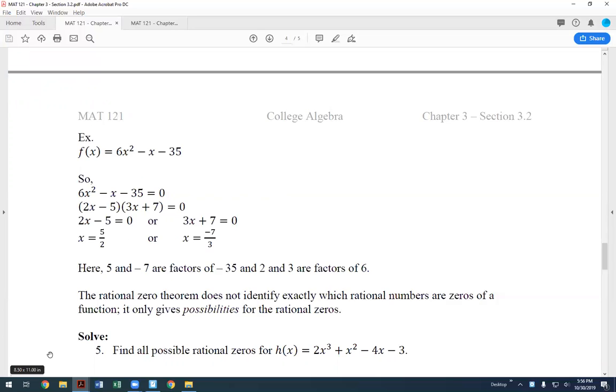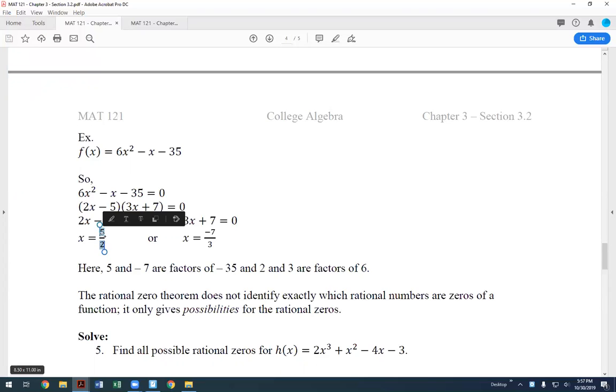Now this is again a second degree polynomial. So as you can see, you can basically just factor 6x squared minus x minus 35, set each of our factors equal to 0, and we can find our zeros that way. So 2x minus 5, set that equal to 0, we get x equals 5/2. 3x plus 7, set that equal to 0, we get negative 7/3. So those are the 2 factors for our polynomial here.